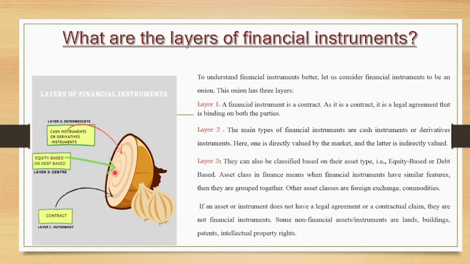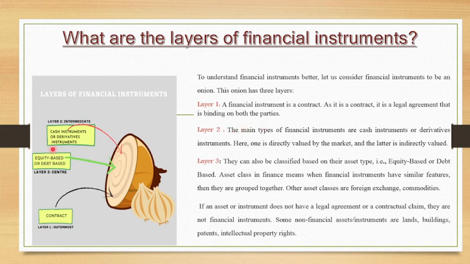First of all, we will see layer 1, the outermost part, which is the contract. The financial instrument is a contract. As it is a contract, it is a legal agreement. So it is a legal agreement that is binding on both the parties.